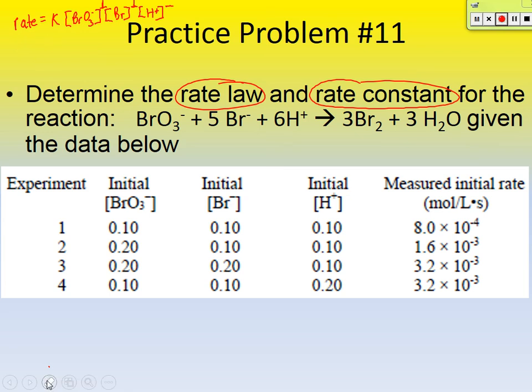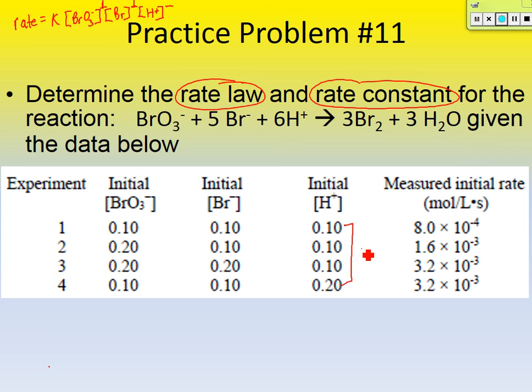Okay, and now let's go ahead and use table logic to figure out the order with respect to H+. Now we want to find a spot where H+ is changing, but the other two reactants are held constant. So let's see if we can find it. If we look between 3 and 4, H+ is changing, but then Br- is also changing, and so is BrO3-, so that wouldn't work. So looks like we're going to have to go with 1 and 4.